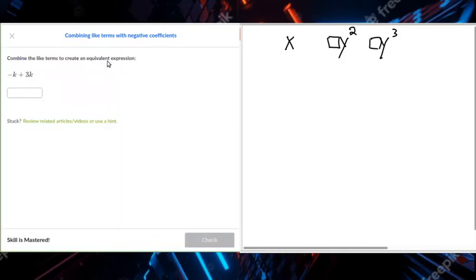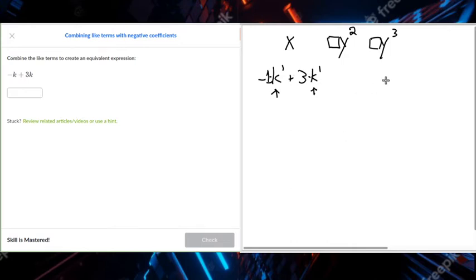Okay, combine like terms to create an equivalent expression. So we have negative k plus 3k, and we want to combine like terms. So I can see this is k to the power of 1, and this is k to the power of 1, even though we can't see the 1, still to the power of 1. And I know this is negative 1 times k, and this is 3 times k.